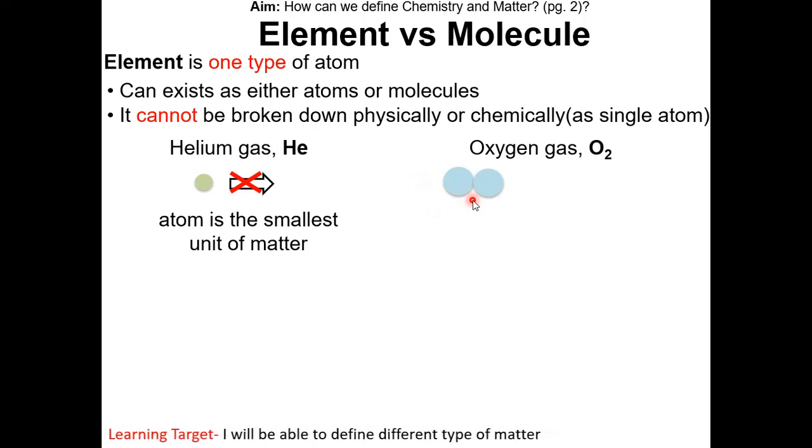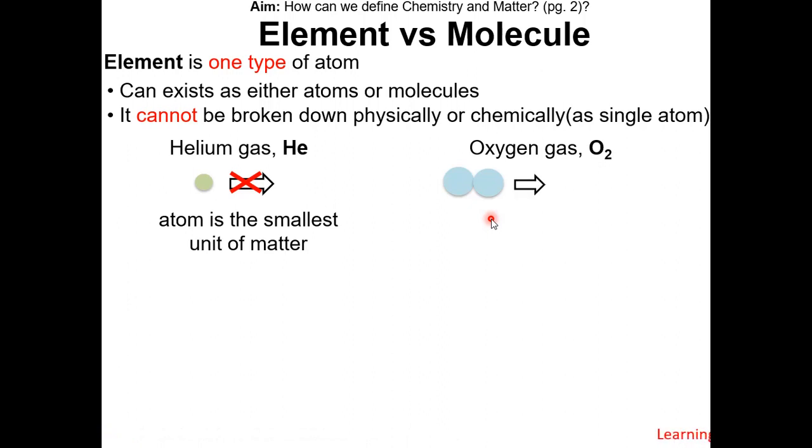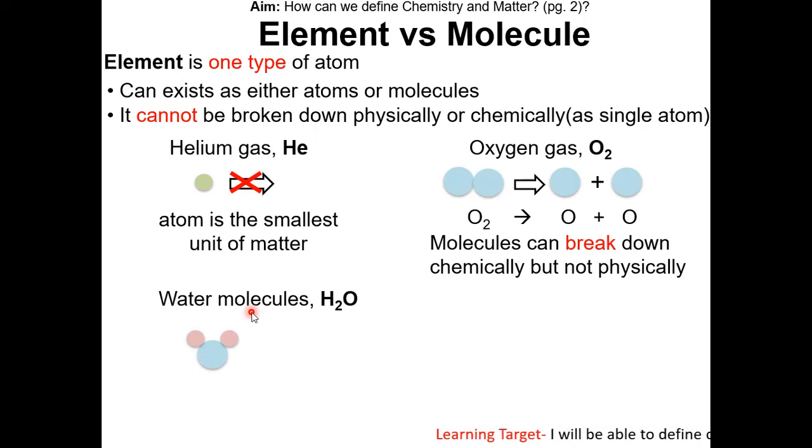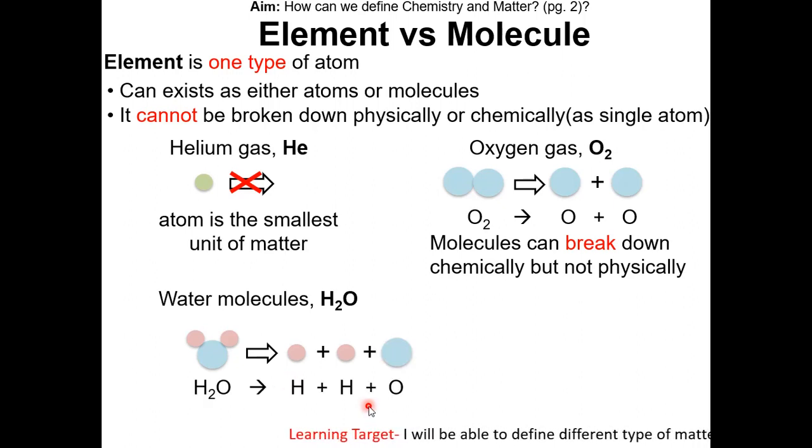However, oxygen gas is not a single atom. It is a molecule. Therefore, it can be broken down chemically. Oxygen gas can break down into 2 oxygen atoms. Since oxygen gas is also considered a molecule, molecules can break down chemically but not physically. Water is also considered a molecule and it can break down chemically. H2O can break down into 2 hydrogen atoms and 1 oxygen atom.